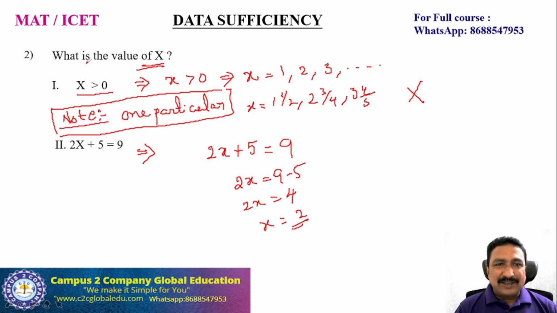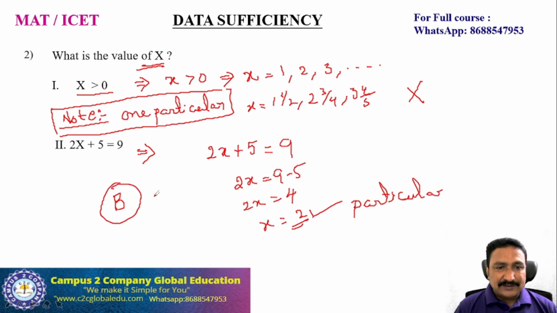They are asking what is the value of x. From the second statement we are saying that x is equal to 2. That means we are getting a particular value. So when we are getting a particular value, we can keep the answer as choice B. Okay friends, so according to this question, the answer is choice B. Understood friends? We are not getting the answer from the first statement because we are getting different values. But according to the second statement, we are getting the x value as 2. It's a particular value. So that's why we can get the answer from the second statement alone.